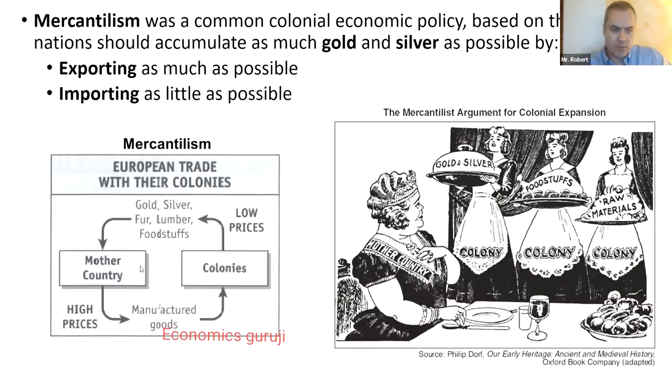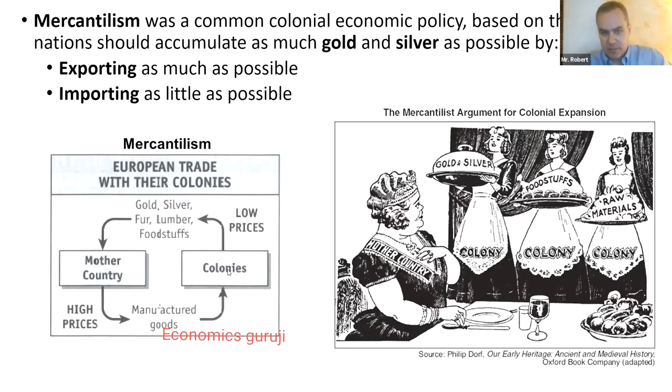And so you see over here on the left, here are the colonies and here is the mother country. The colonies are giving all the raw materials, including gold and silver, but also the wood and the food and everything, the cotton. The mother country is making the finished products, the manufactured goods, and then selling those back at a high price.